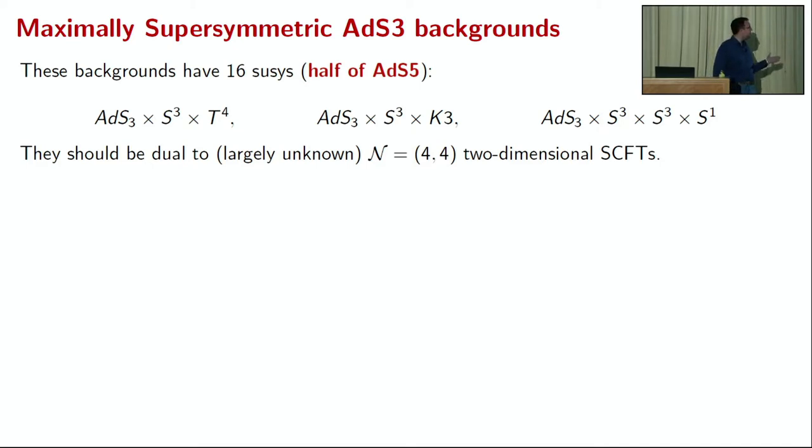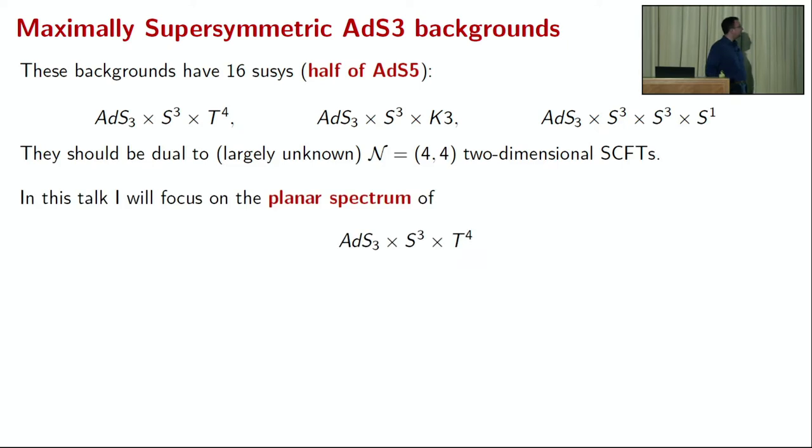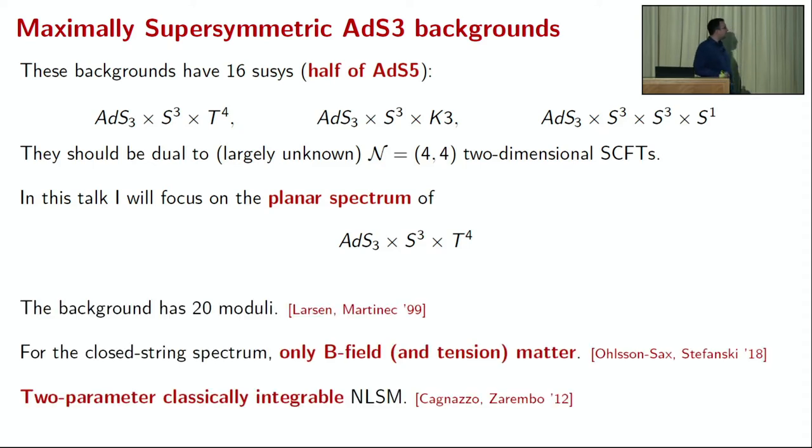And these superconformal theories are largely unknown, except maybe at a very special point of the parameter space. So in this talk, I will talk about only the planar spectrum of AdS3 cross S3 cross T4, which is in a sense the simplest of all these. Even if it's simple, this background has a lot of parameters because there is less supersymmetry. In fact, it has 20 moduli. But it turns out that basically only two parameters matter if we're interested in the planar spectrum.